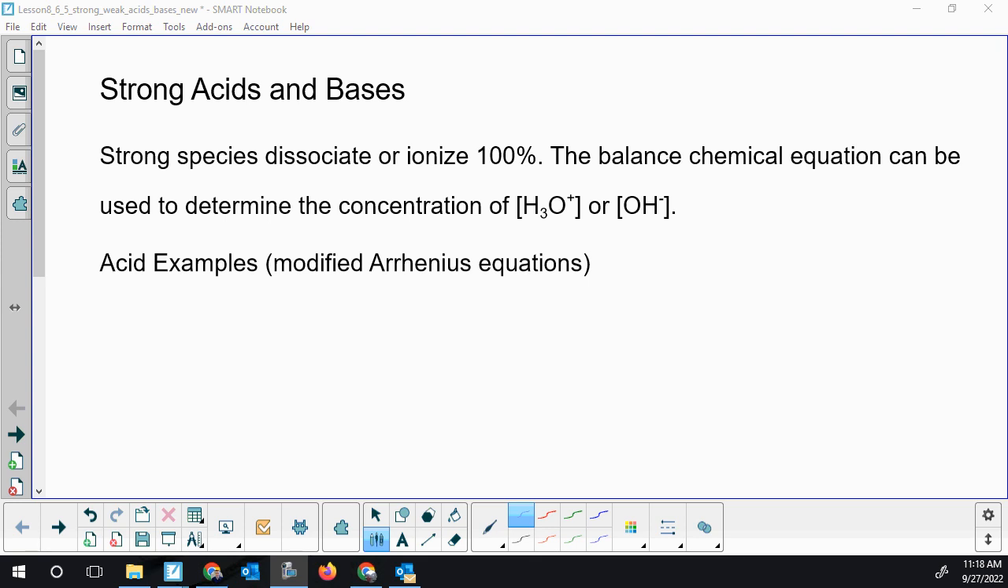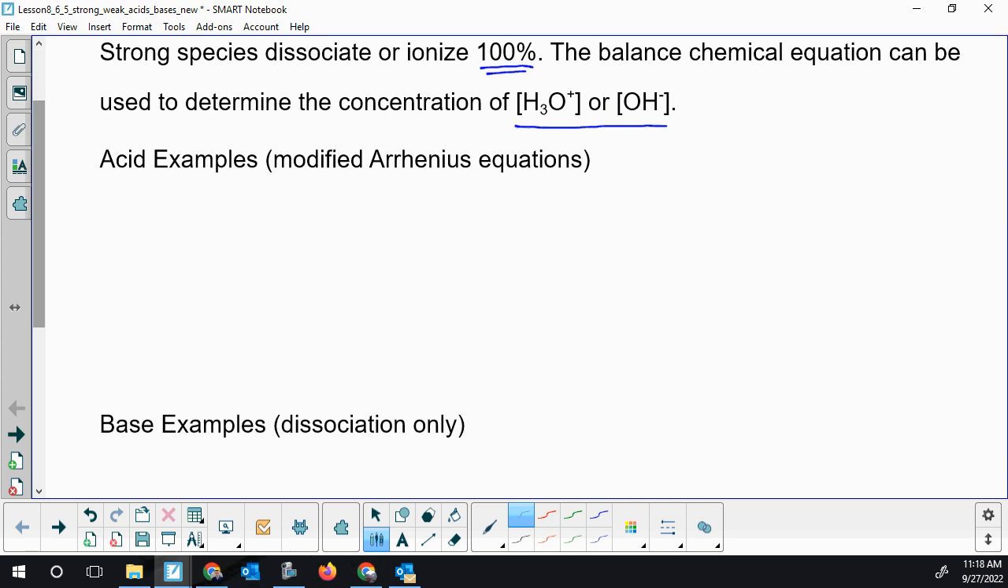So strong species break up 100%. So if you have 1 mole per liter of hydrochloric acid, which is strong, that whole 1 mole per liter will turn into hydronium. And we'll see that visually in an equation in a second. Okay? Because of that 100% conversion, we can actually get hydronium concentrations.